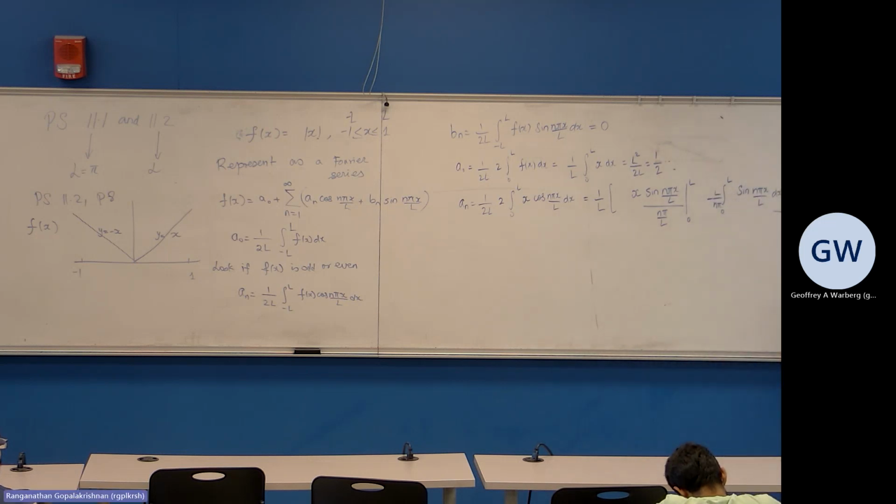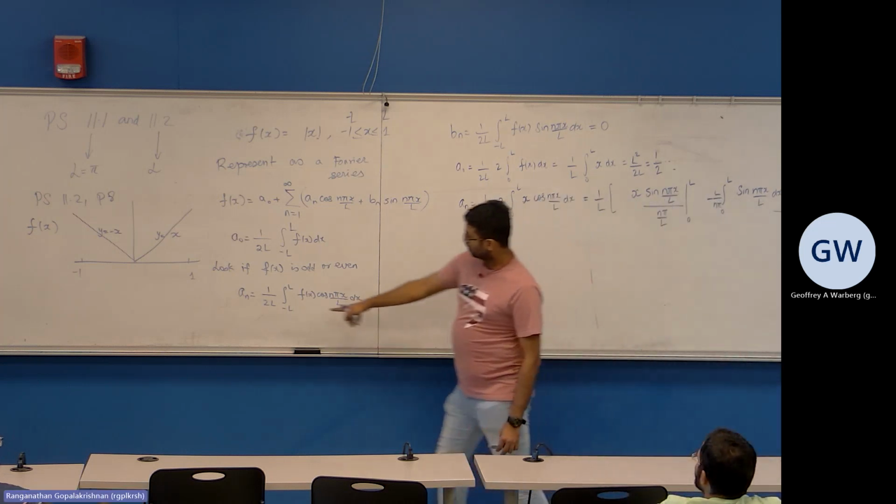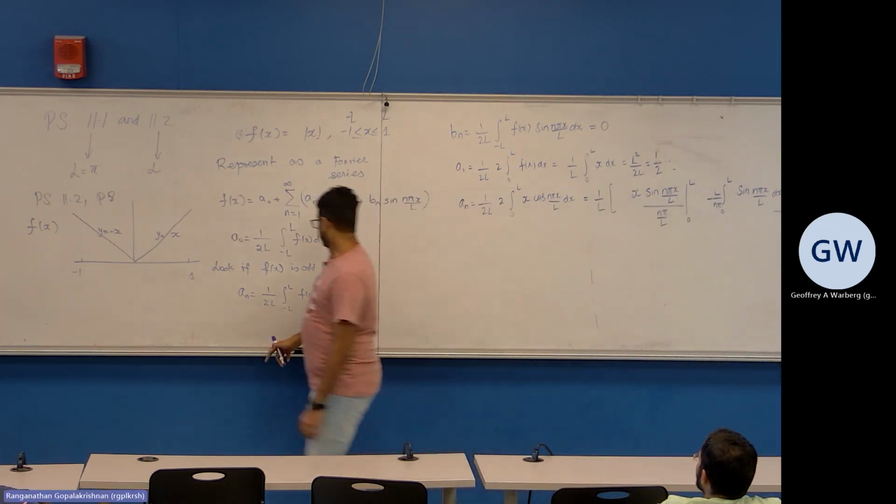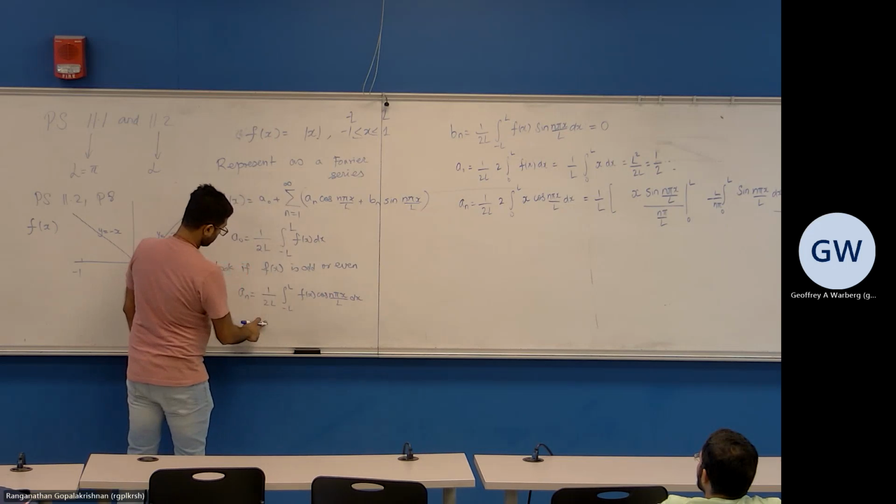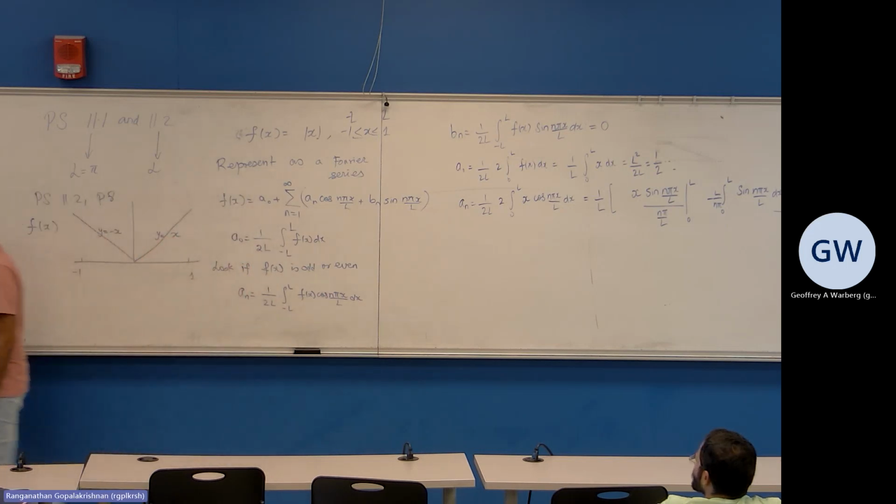Shouldn't it be 1 over L in a_n here? Yes, 1 over L. I forget, I think 1 over L from before. Okay, yeah, I guess you're right. Yeah, 1 over L.